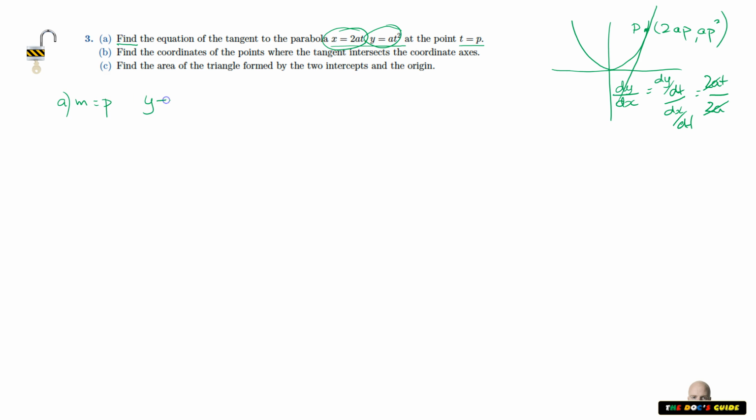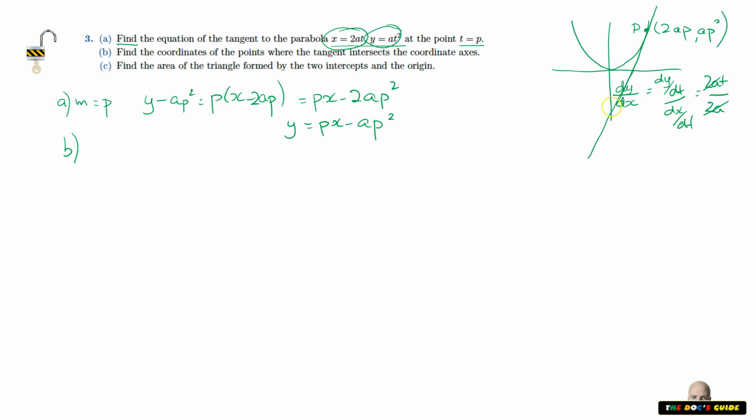And so we put that into y minus y1 equals m outside of x minus x1. Expand our right hand side out, so that's px minus 2ap squared, and therefore y equals px minus ap squared. Part B, find the coordinates of the points where the tangent intersects the coordinate axes.